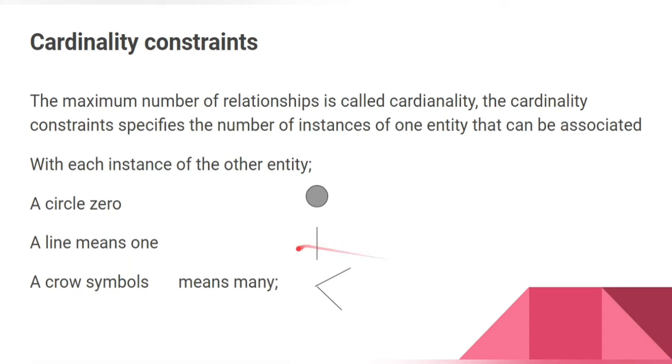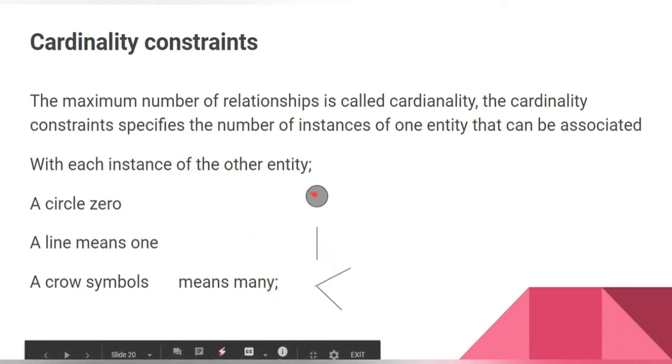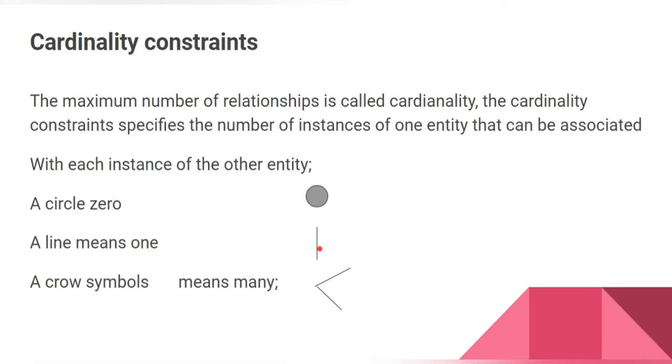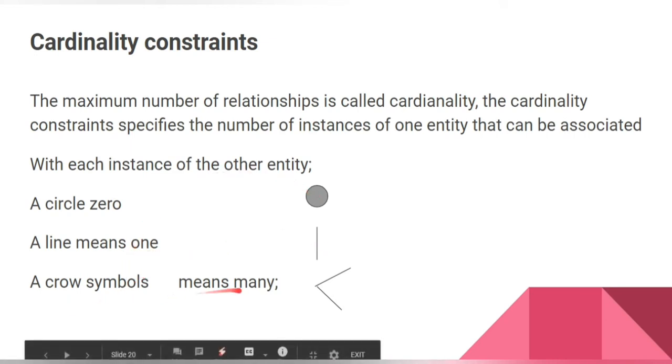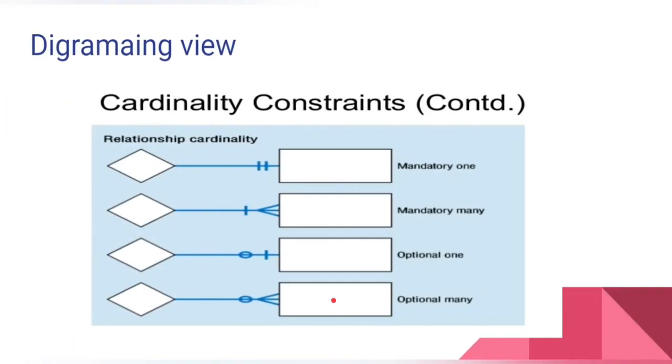So we have a circle. A circle represents zero relationships, a line means only one, and a cross symbol means many. We have seen in the previous module that this is present in one of the entities in the example we have given. So it is called 0, it is 1, and the cross symbol is many. So, cardinality constraint.